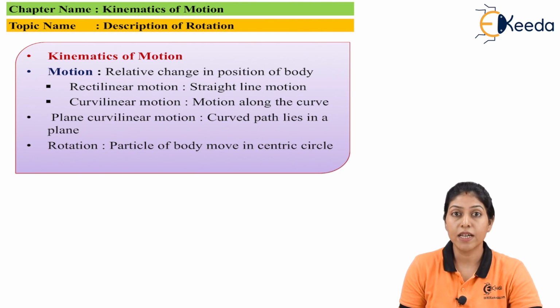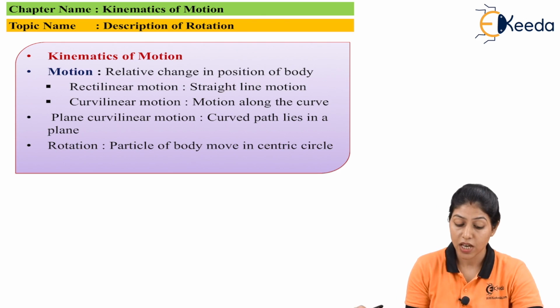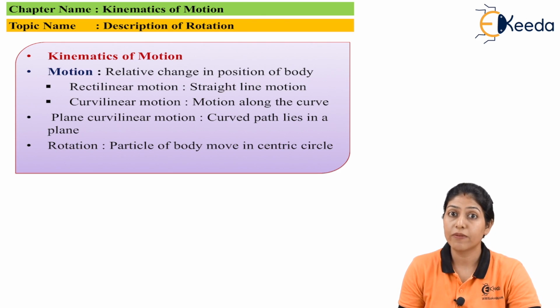So if we are considering any particle moving along a curve, that is curvilinear motion. And curvilinear motion is further subdivided into plane curvilinear motion and rotation. Plane curvilinear motion is when the particle is moving along the curve and the center of the curve is continuously changing. So this is called plane curvilinear motion.